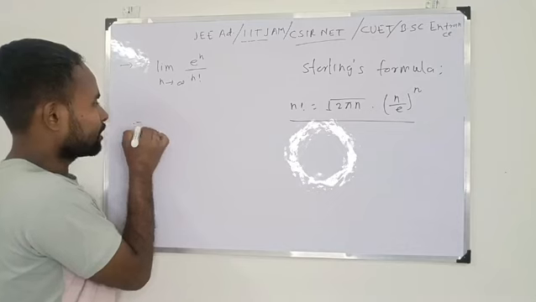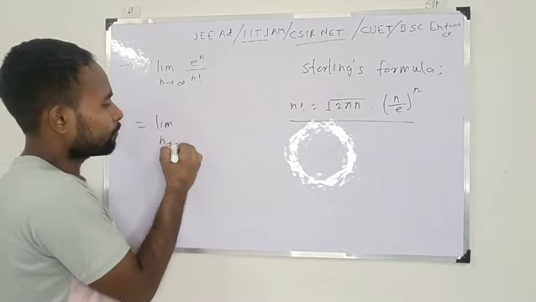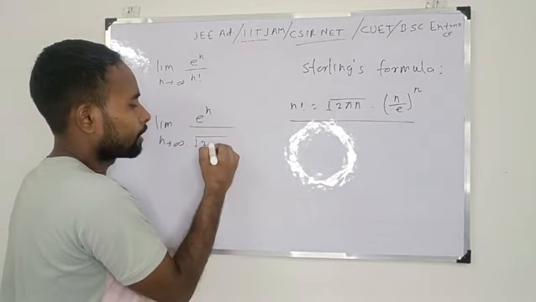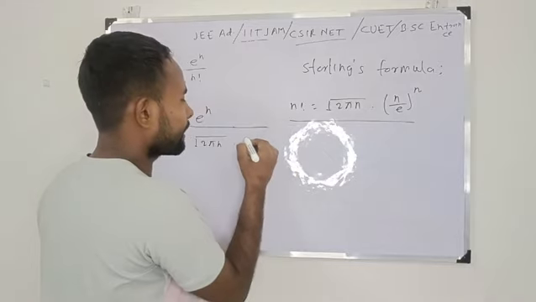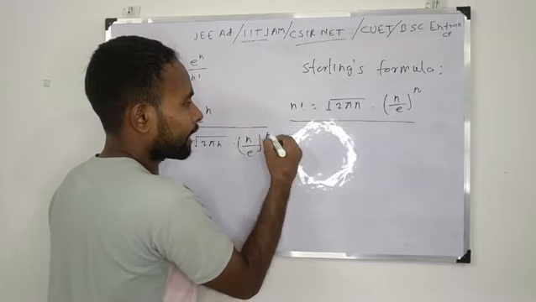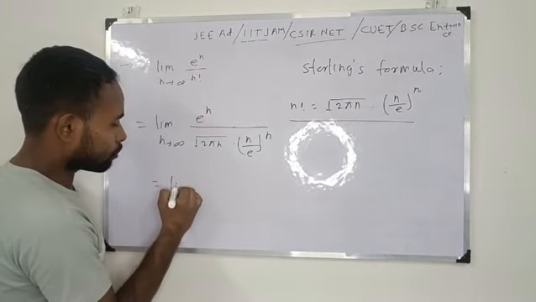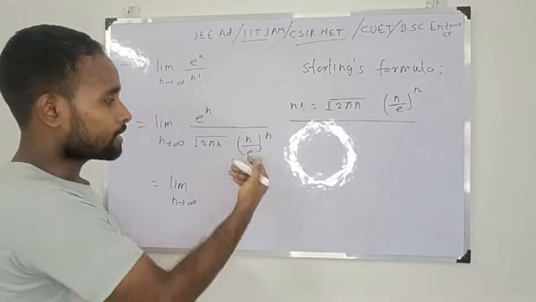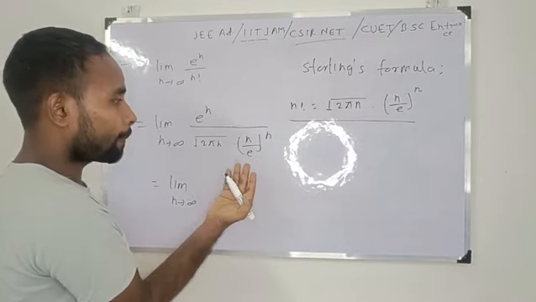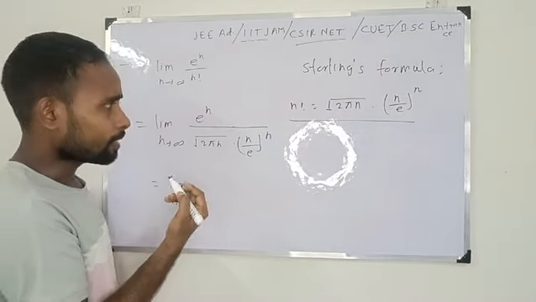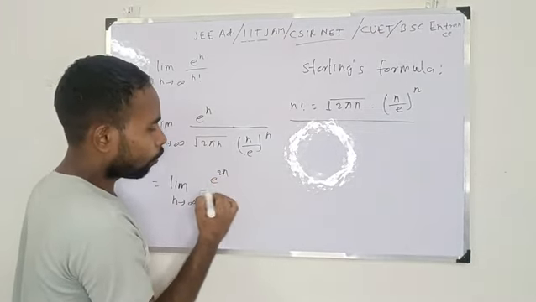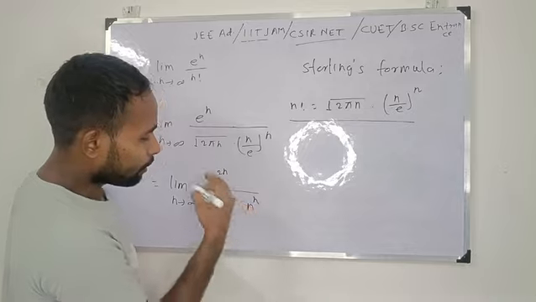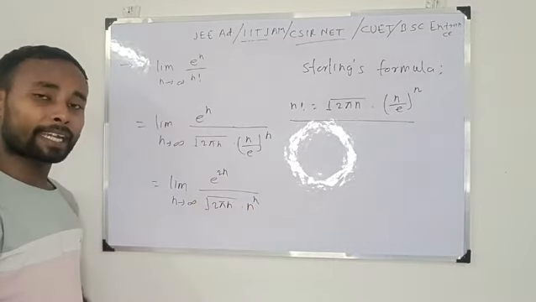Now we can write the expression limit as n tends to infinity of e to the power n upon n factorial as e to the power n divided by under root 2 pi n into (n by e) whole to the power n. Now, the e to the power n in the denominator of the denominator will go to the numerator. So we can write e to the power n whole to the power n, divided by root 2 pi n into n to the power n. Now it looks like an easier and different format.